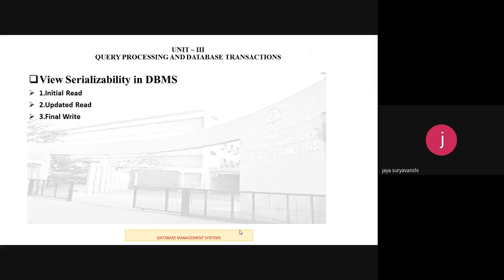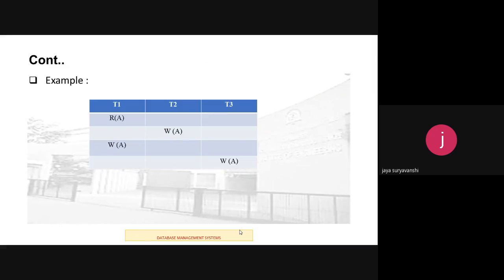Suppose the final write on A must be the same in both schedules. Suppose in schedule S1 the transaction T1 updates A last, then in S2 the final write operation should also be done by transaction T1. The two schedules are view equivalent because the final write operation in S1 is done by T3, and in S2 the final write operation is also done by T3. So these three conditions must be satisfied for view serializability. I will take one example, which will make this theoretical point clear.